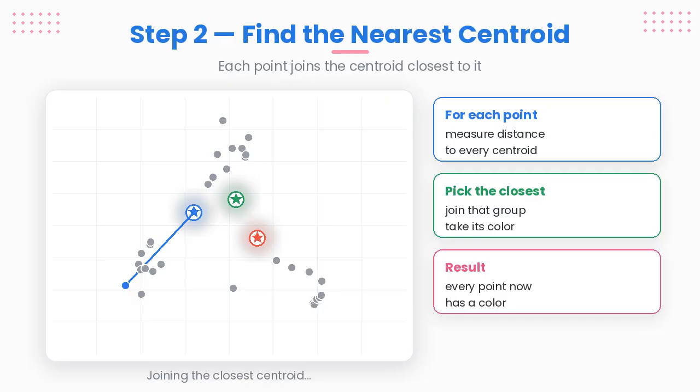Step 2. Assign each point to the nearest centroid. For every point, we measure its distance to each of the 3 centroids. Distance just means how far apart they are. The point then joins whichever centroid is closest and takes on that centroid's color. Watch as each point picks its nearest star, one by one. When we're done, every single point has a color, and that color tells us which group it belongs to.